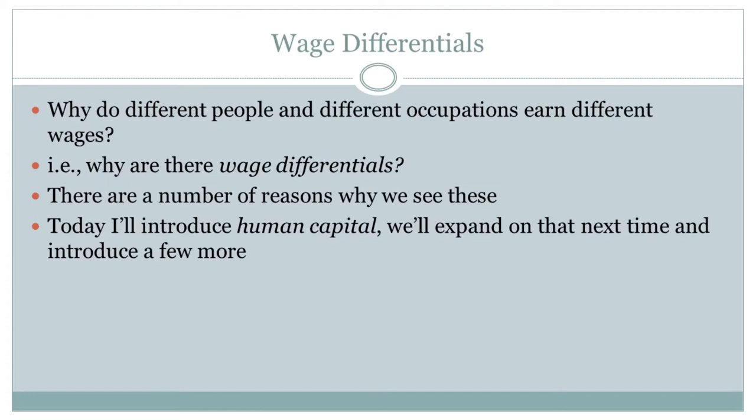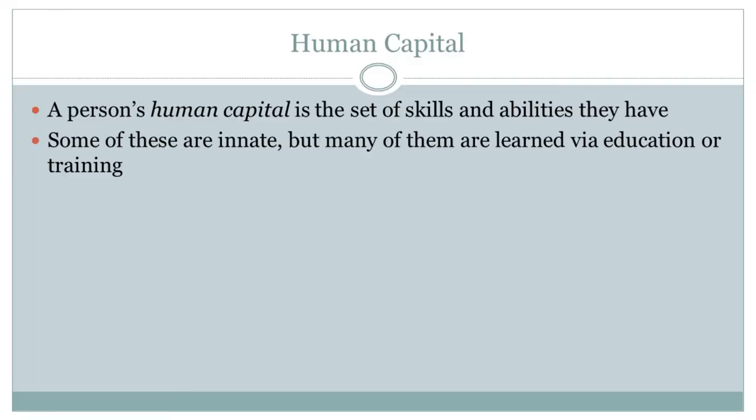And so we have the question of, why is this? Why do people get paid different wages? Now, there are a number of reasons why this is, and a number of them we will go into next time, but today we're just going to cover one of the most simple, and that is the concept of human capital. Now, if you've taken a human resources class or something like that, you might be familiar with this term. But basically, human capital is a person's set of skills and abilities.